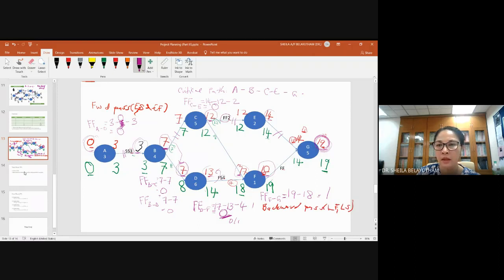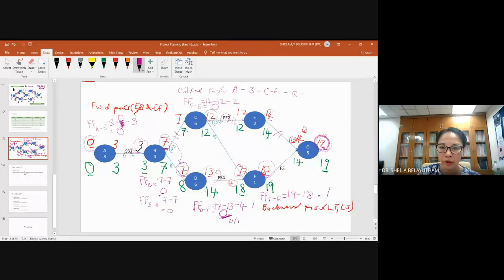Your critical activities here are basically activity A, B, C, E, G. Why? Because these activities are on the critical path with total float of 0. For activity D, your total float, late finish minus early finish, is 1. For activity F, your total float, 19 minus 18, is 1. And you can see that your free float will never get larger than your total float.